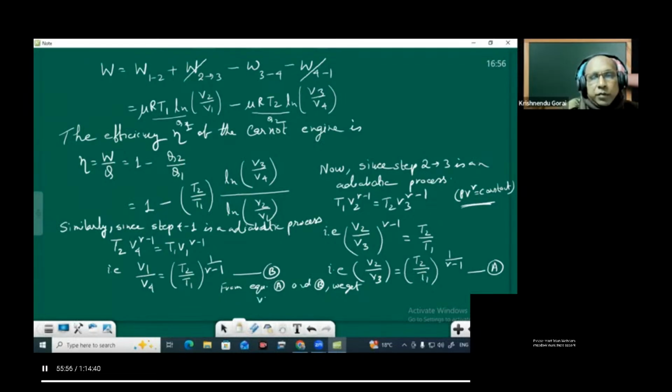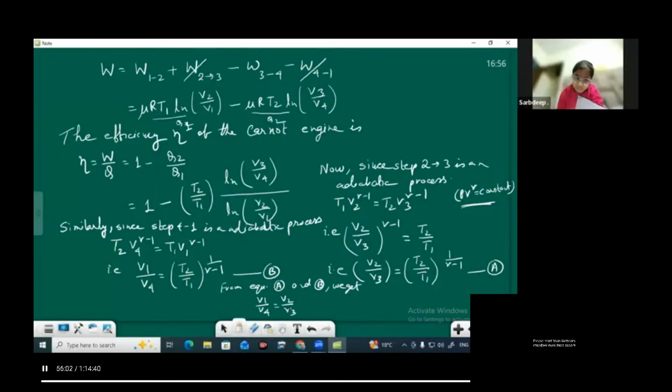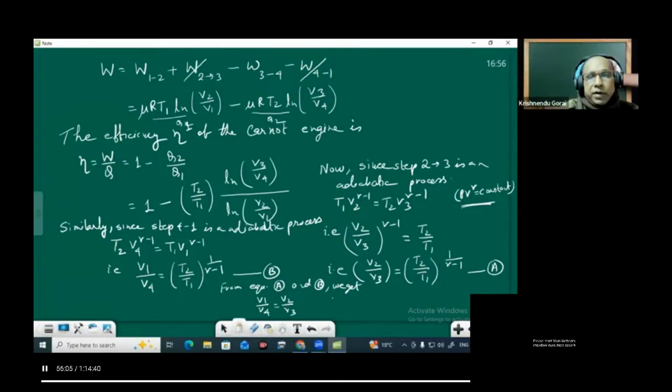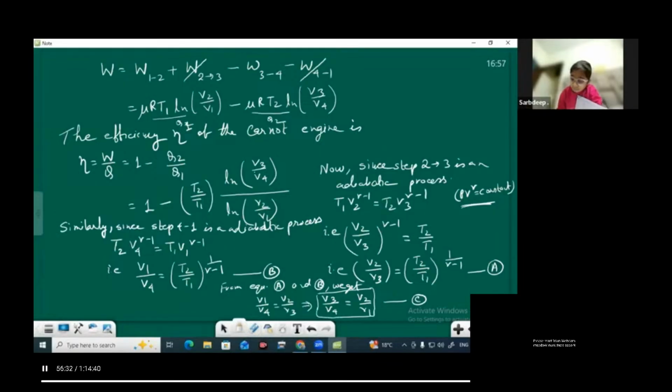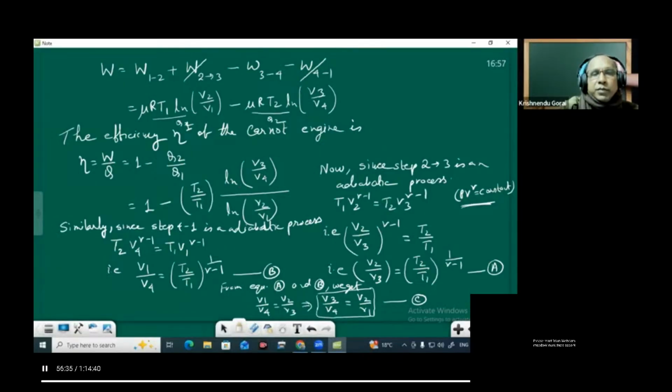That is V1 by V4 is equal to V2 by V3, right? Or you can write another form, V3 by V4 is equal to V2 by V1. So this equation is C. Why have you taken this one? You see V3 by V4 and V2 by V1, they cancel with each other. Right? You see here this equation, V3 by V4 is equal to V2 by V1. That means this cancels, so you're getting 1 minus T2 by T1.